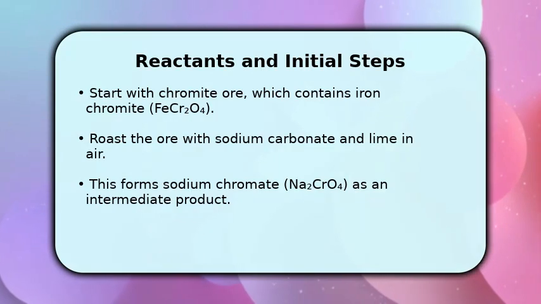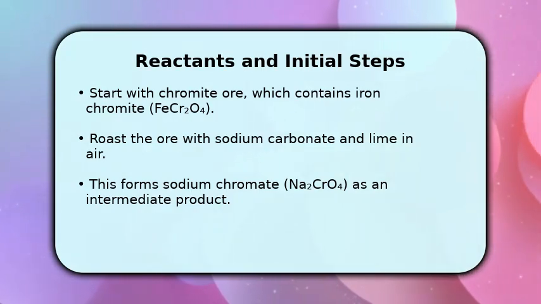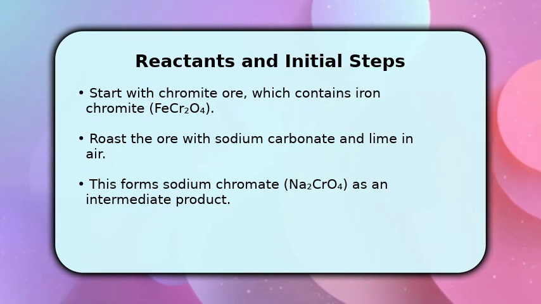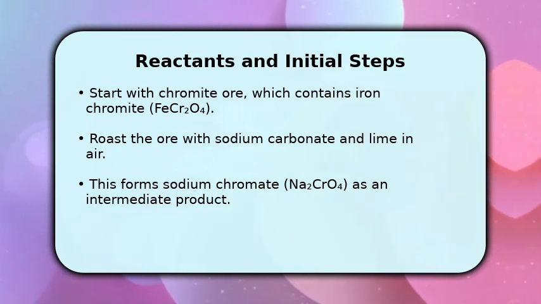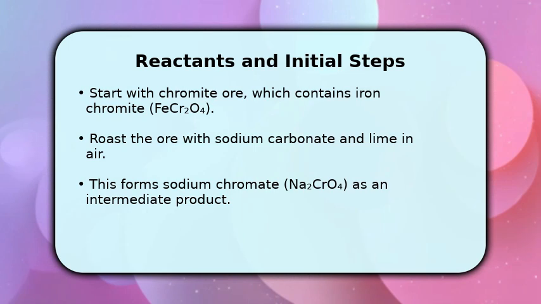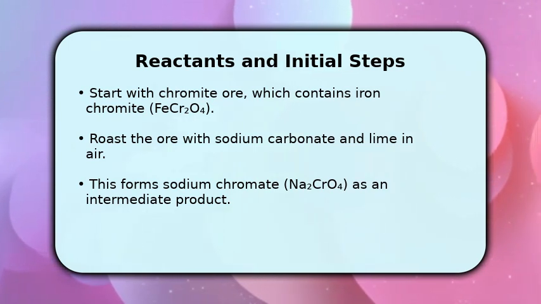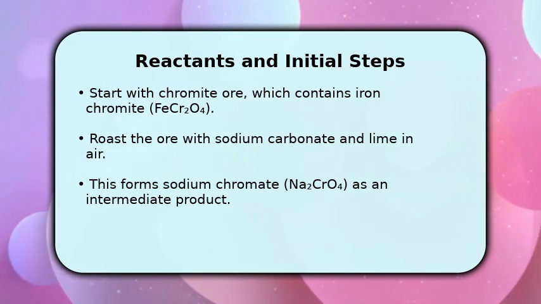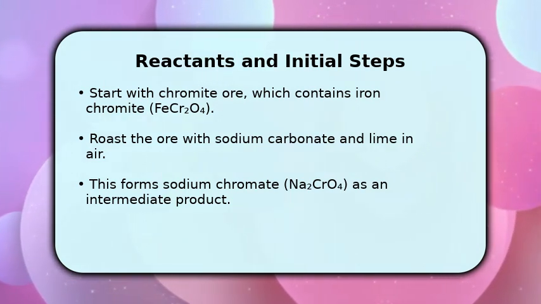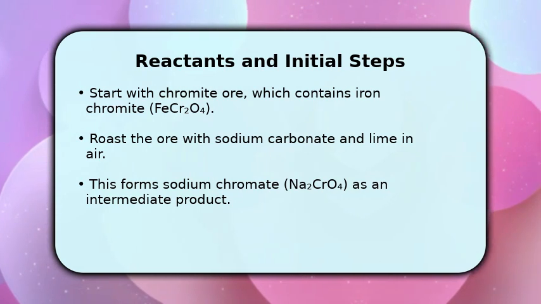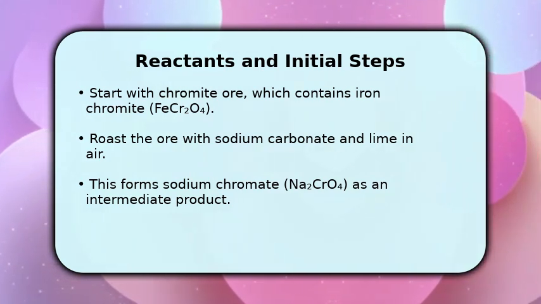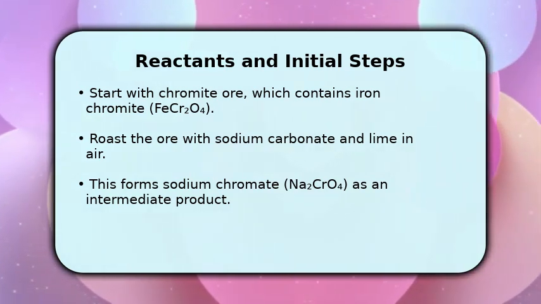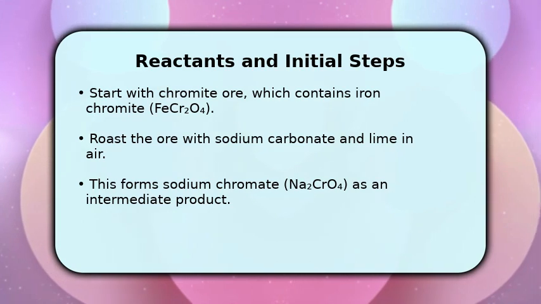The journey to potassium dichromate begins with chromite ore, specifically iron chromite. This ore is roasted with sodium carbonate and lime in the presence of air. This crucial initial step converts the iron chromite into sodium chromate, a yellow compound. This transformation is fundamental, setting the stage for subsequent reactions to yield the desired product.